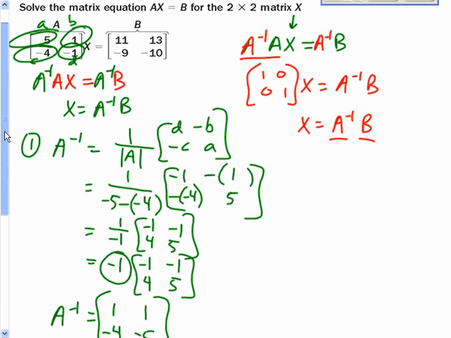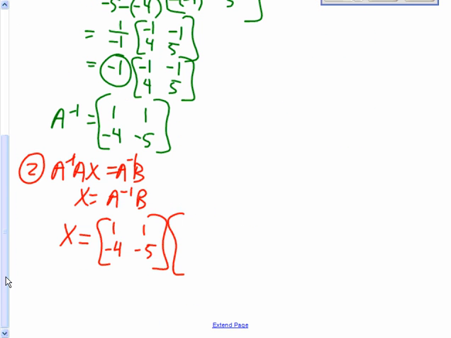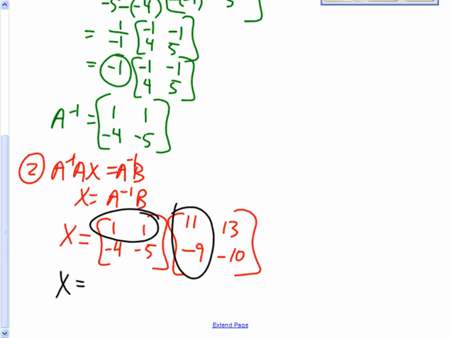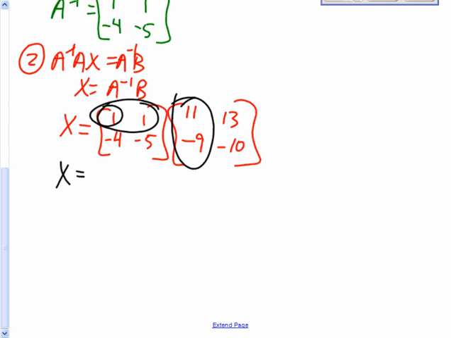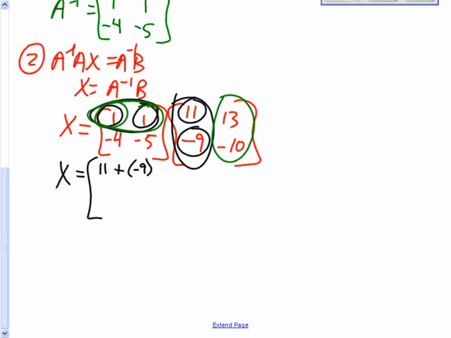Let's go back up here and look at matrix B. 11, 13, -9, -10. And now I just do matrix multiplication here. So I'm going to go first row, first column: 1 times 11, 11, plus 1 times -9, -9. Now I'm going to go first row, second column: 1 times 13, 13, plus 1 times -10, -10.